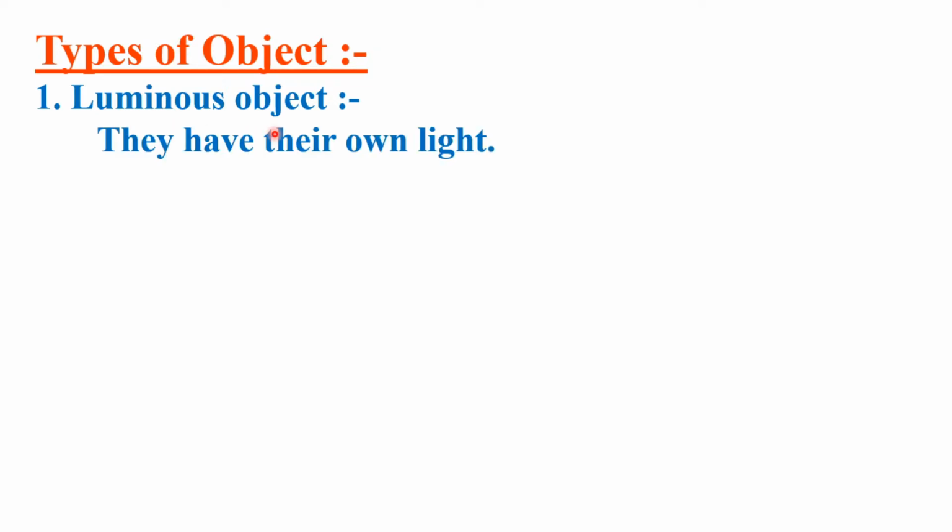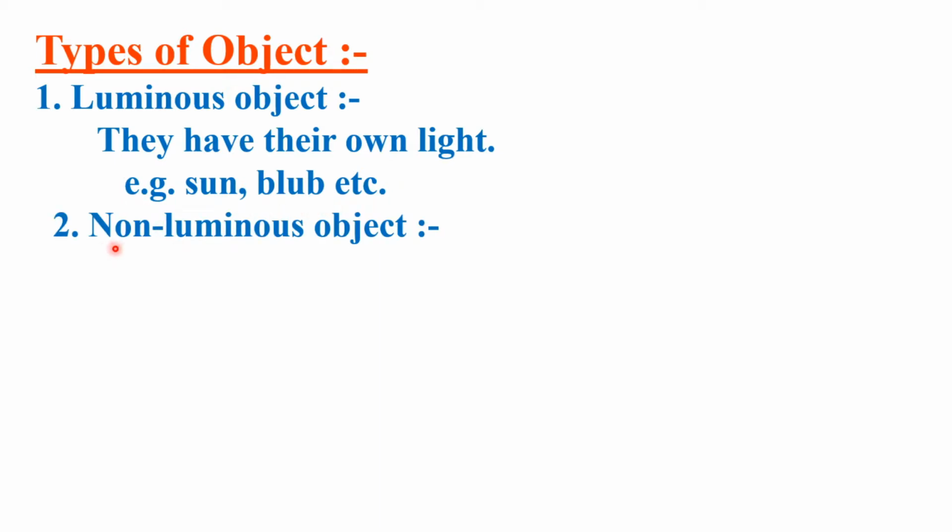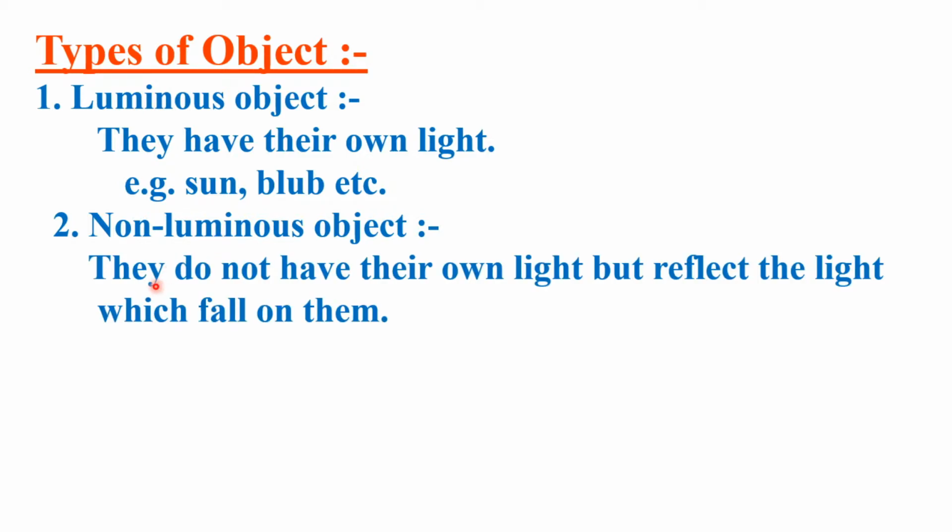Next is types of objects. There are two types of objects. The first one is luminous objects. They have their own light. Examples are the sun, bulbs, etc. The next one is non-luminous objects. They do not have their own light but reflect the light which falls on them. Examples are a bag, wall, moon, etc.